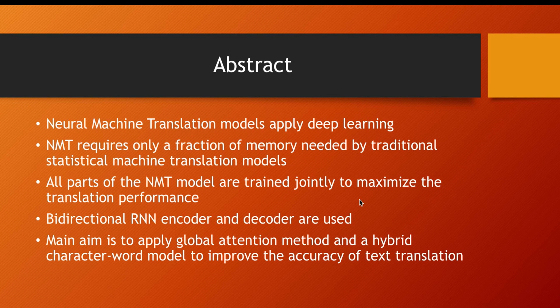In this project, bidirectional RNN encoder and decoder are used. The main aim is to apply the global attention method and a hybrid character word model to improve the accuracy of the text translation.